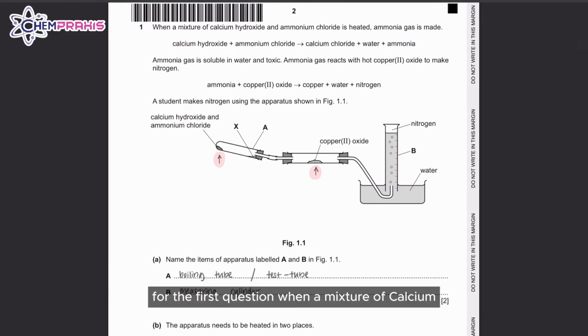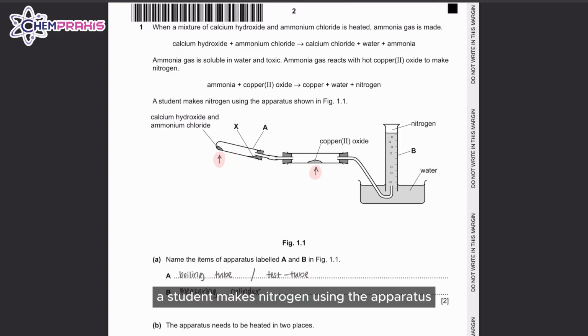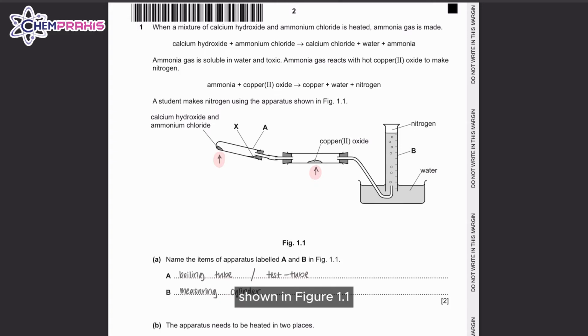For the first question, when a mixture of calcium hydroxide and ammonium chloride is heated, ammonia gas is made. Ammonia gas is soluble in water and is toxic. Ammonia gas reacts with hot copper(II) oxide to make nitrogen. A student makes nitrogen using the apparatus shown in Figure 1.1.